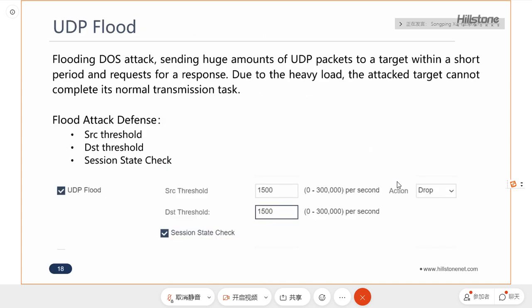And UDP flood: the hacker may use UDP to send huge numbers of UDP packets to attack within a short period and request for response. Due to the heavy load of the traffic, the server cannot complete the normal transmission task. So in this case, we can set the UDP flood defense by configuring both source and destination thresholds, and also enable the session state check.